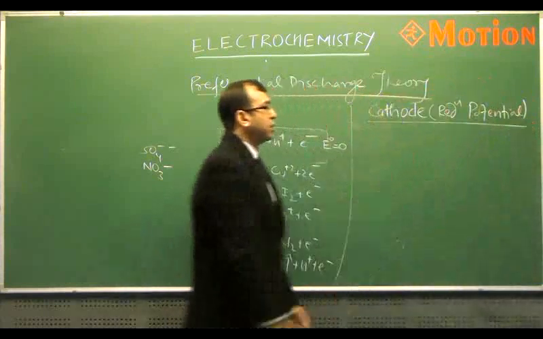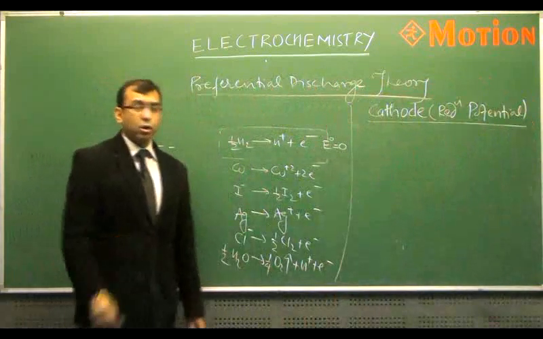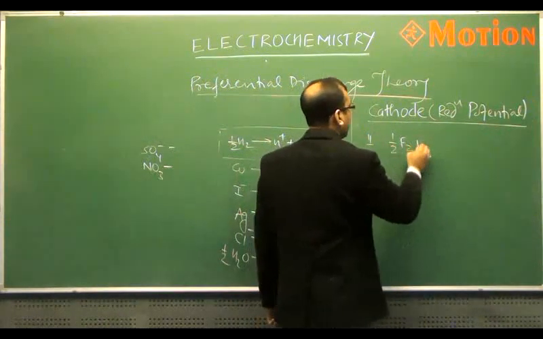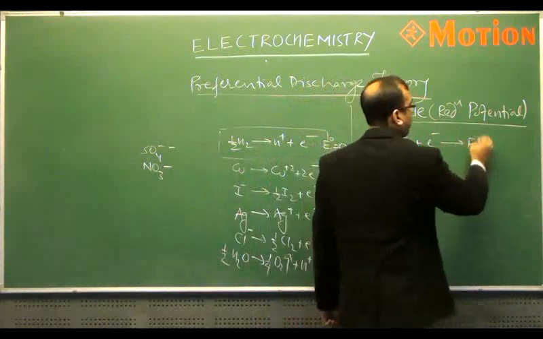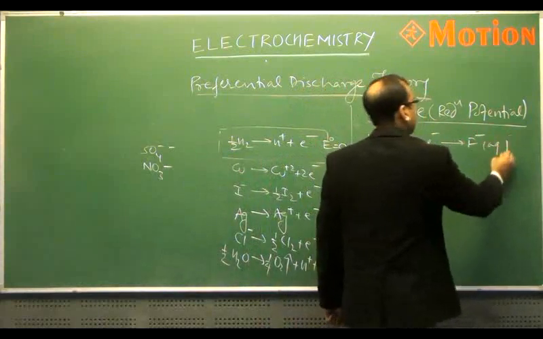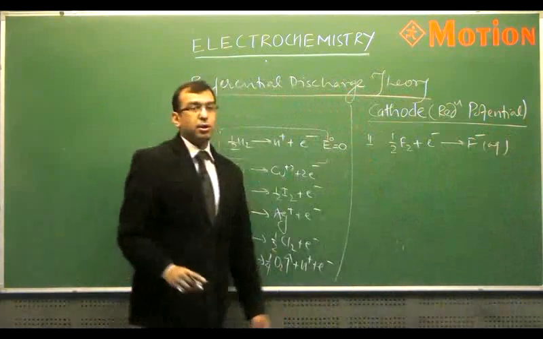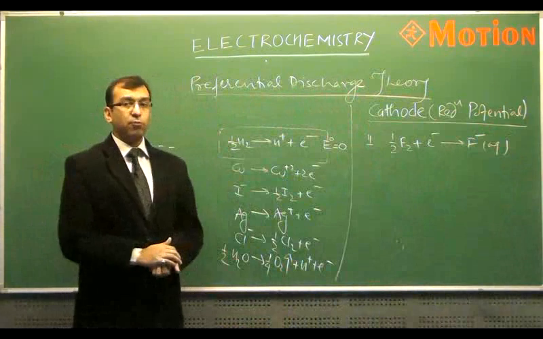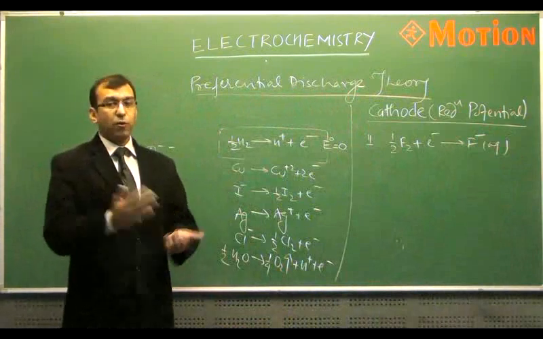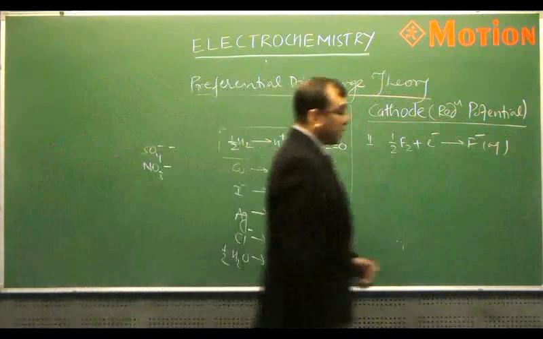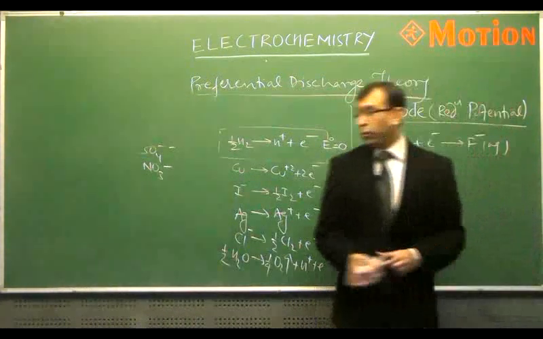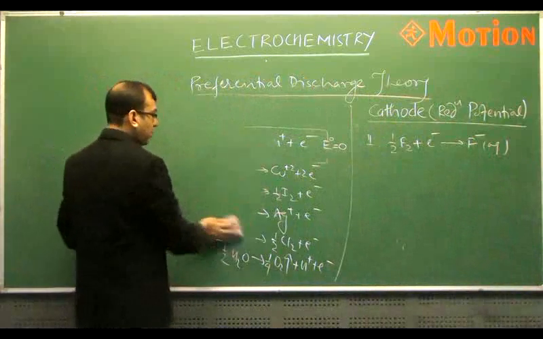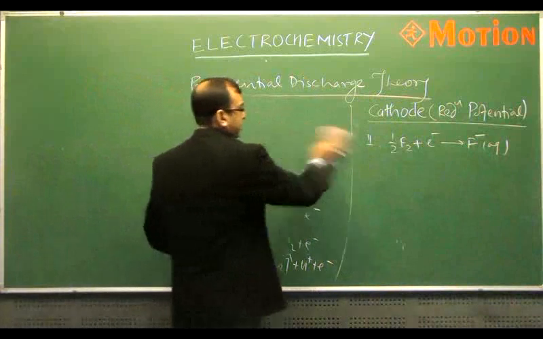Cathode, reduction potential trend. Obviously at the top of this list is fluorine. We have half of F2 gas plus electron giving F minus aqueous. This is at the top. Means that in most of the species with which we deal, F2 is at the top. Fluorine is most eligible for accepting electron. No other chemical species is close to fluorine. There are some xenon compounds which are ahead of fluorine, but they are not in our course, so I am not discussing them.